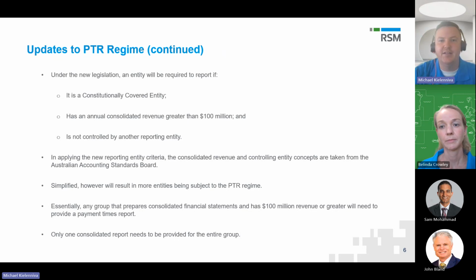Accordingly, in light of the new changes, it would probably be prudent for large groups that are currently subject to the PTR regime to review their reporting obligations in accordance with the amended definition. In essence, any group that prepares consolidated financials and has 100 million in turnover or greater is going to need to provide a payment times report, which will include the payment times of all the entities in the group. That's twice yearly.